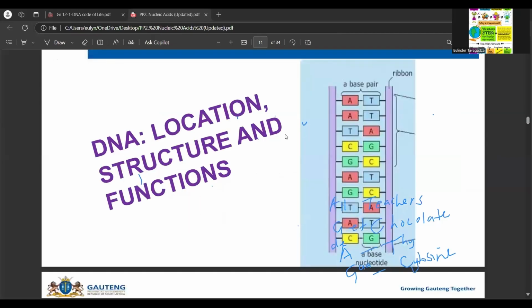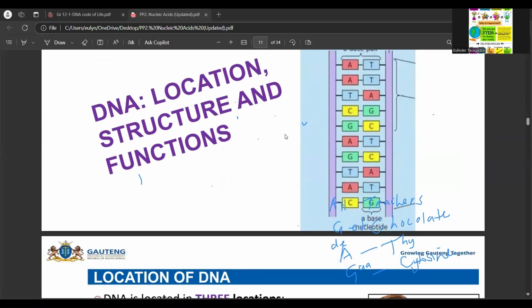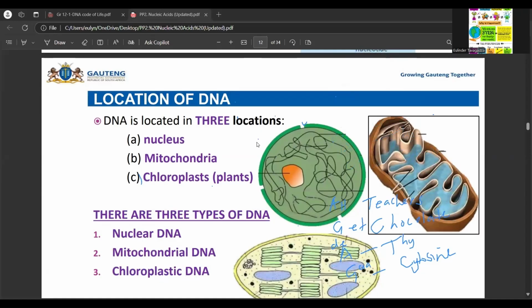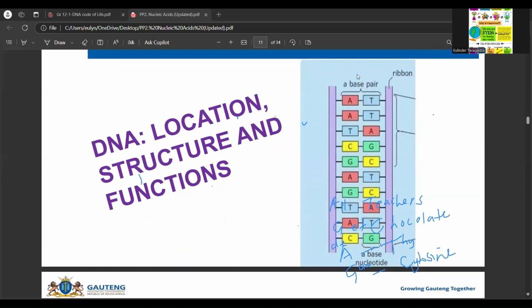Now we move on to DNA location and the structure. Just want you to have a quick look on this one. The base pairing we are seeing there: we have A goes with T, which means adenine goes with thymine. Here we have thymine pairing with adenine.